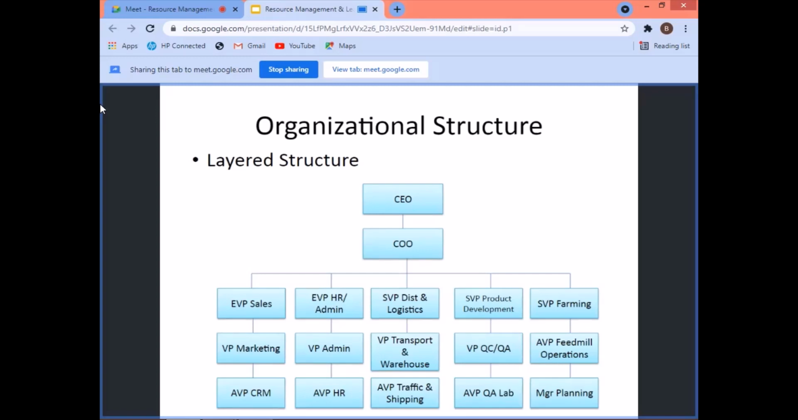This is what I call a layered structure. This is not actual. This is just coming from my imagination. I'm just giving you this to emphasize my point of having a layered structure. It doesn't mean that this BP is reporting to the BP or to the EVP or the SVP: Senior Vice President, Vice President, Executive Vice President, Assistant Vice President, etc.